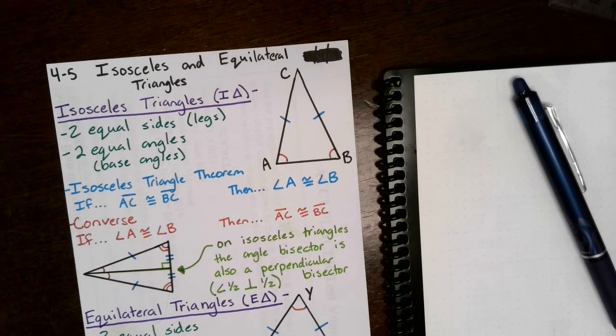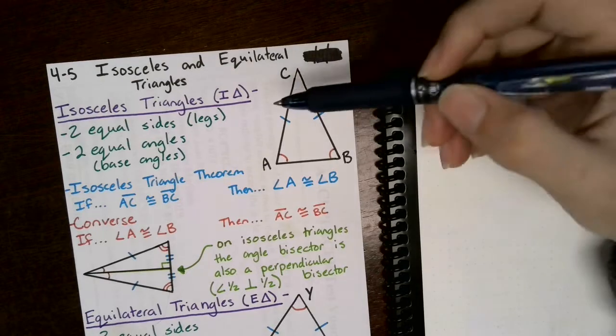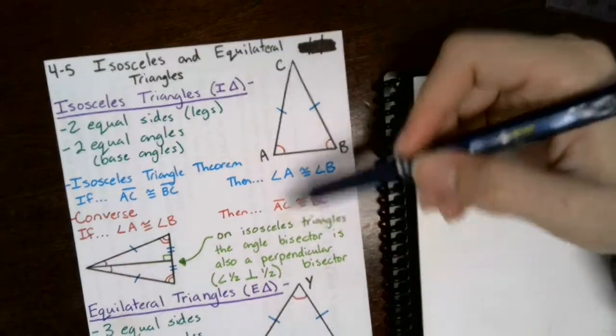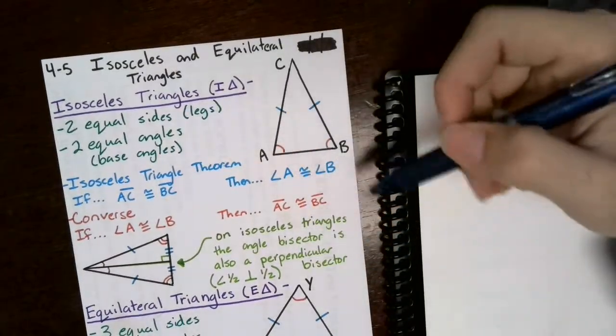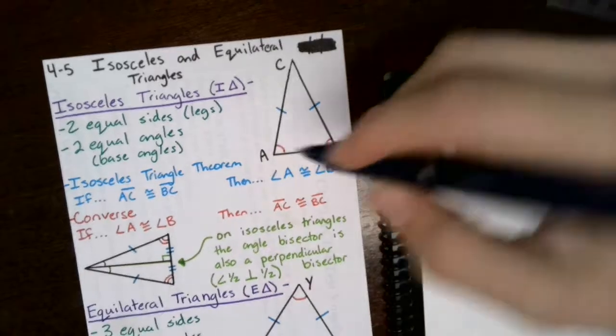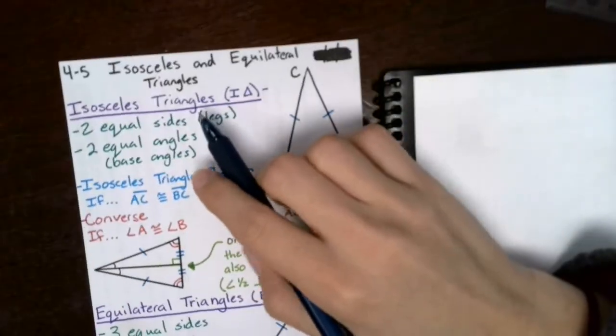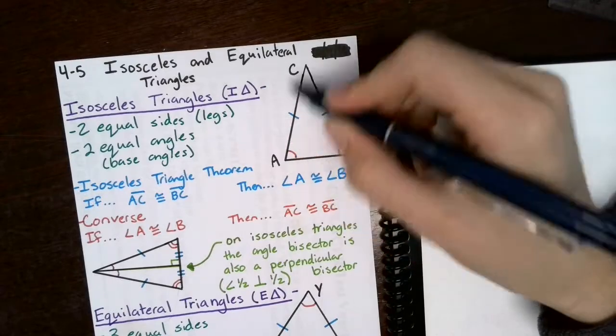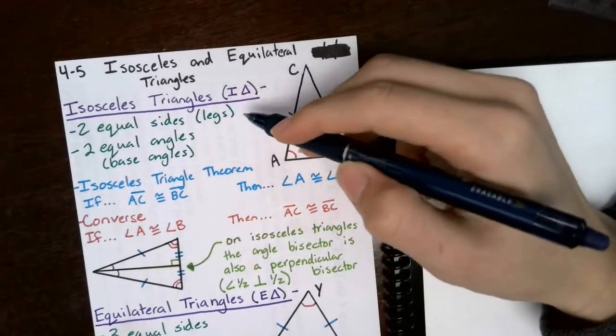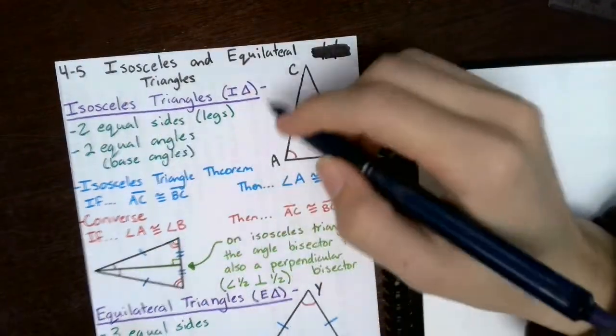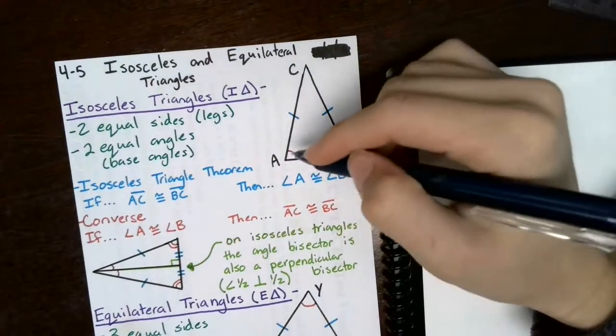Okay, so for 4-5, isosceles and equilateral triangles, these are the two types of triangles we will mostly be using. We'll learn more about right triangles in topic 10. But for isosceles triangles, we can see here, an isosceles triangle. It has two equal sides and two equal angles.